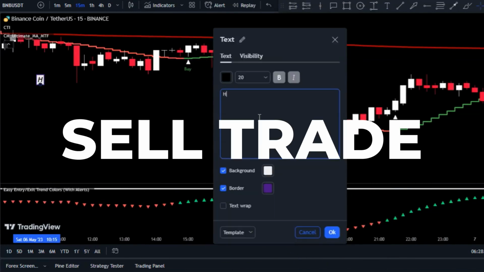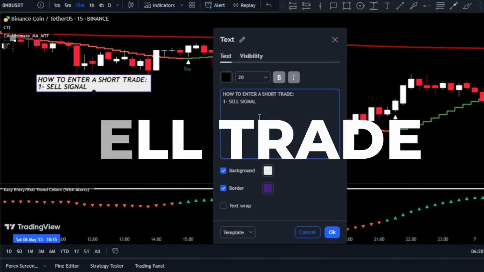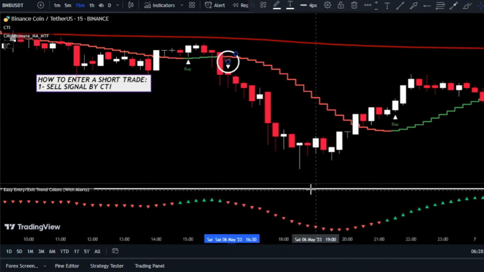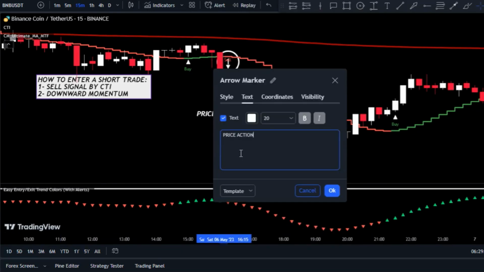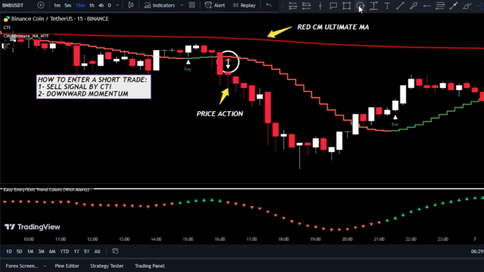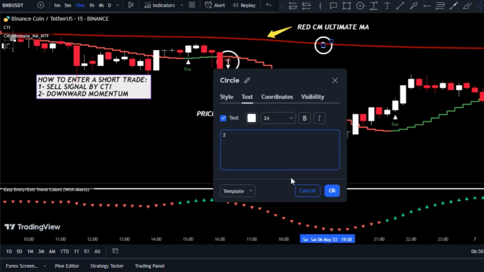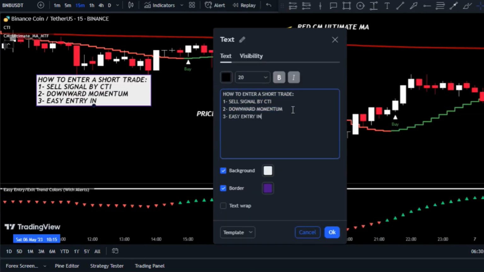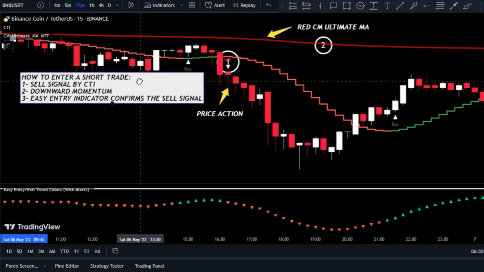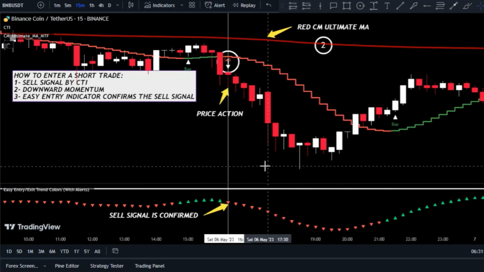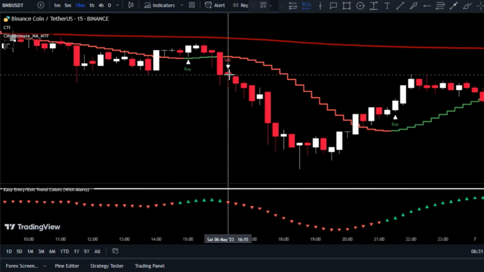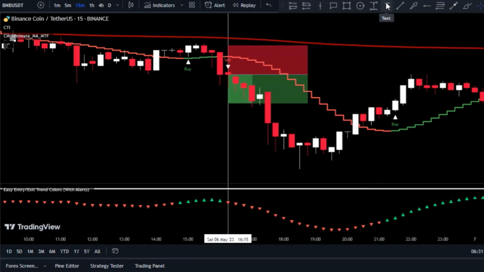And similarly, you're only allowed to enter a sell trade when a sell signal has been issued by the CTI indicator. And for more confirmation, the market momentum should be bearish, meaning the price action should be below the red Ultimate Moving Average. And finally, we should have red triangles in the oscillator and the triangles should be below the zero line. In this case, you can enter the trade at the close of the signal candle.